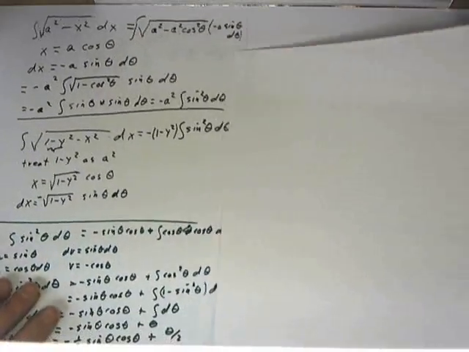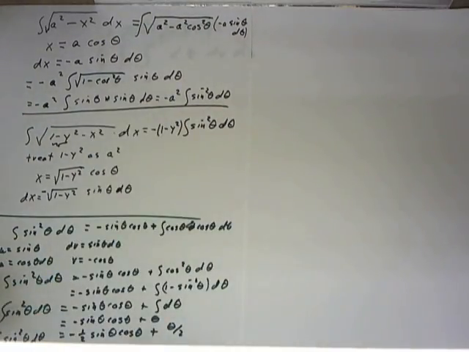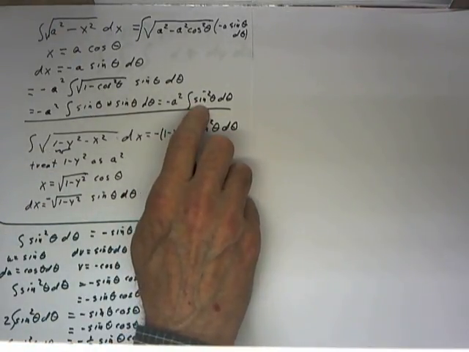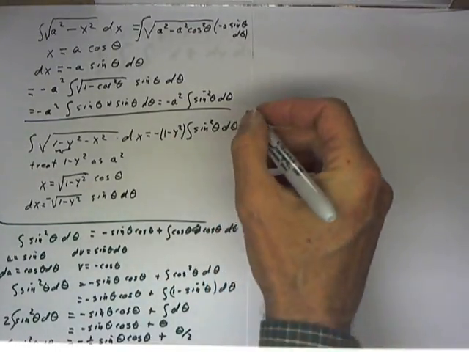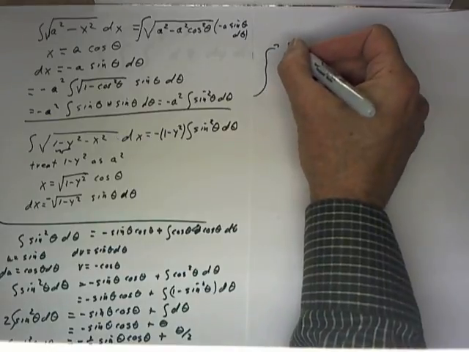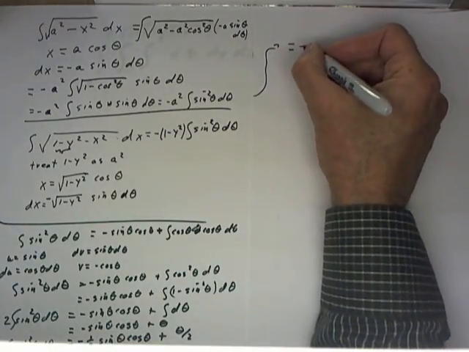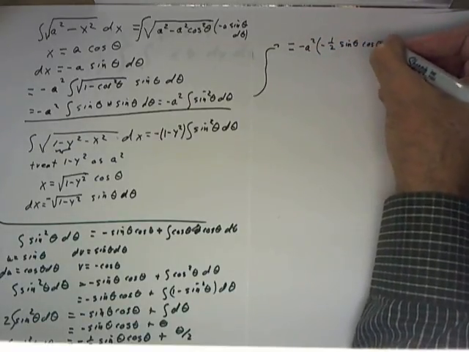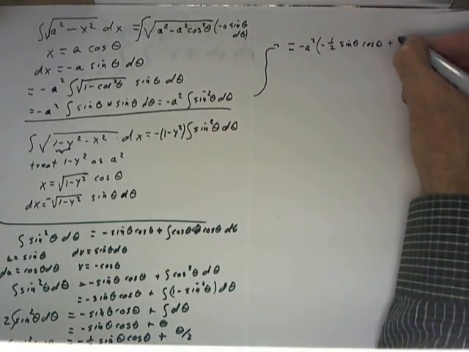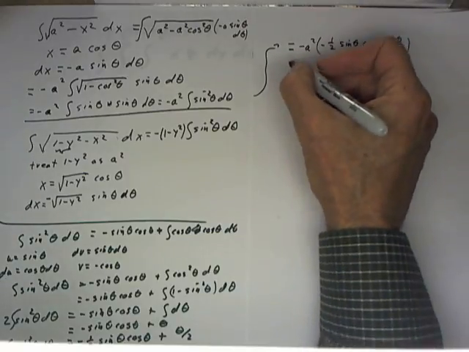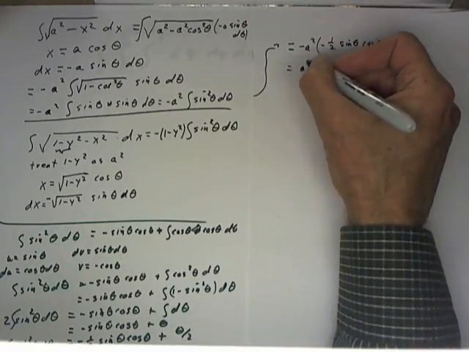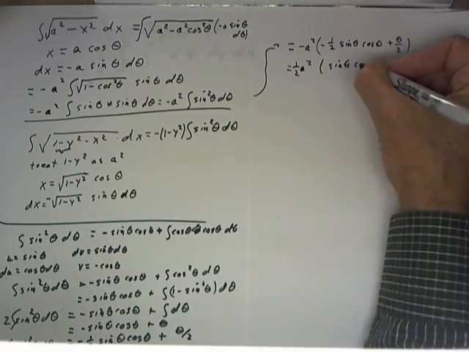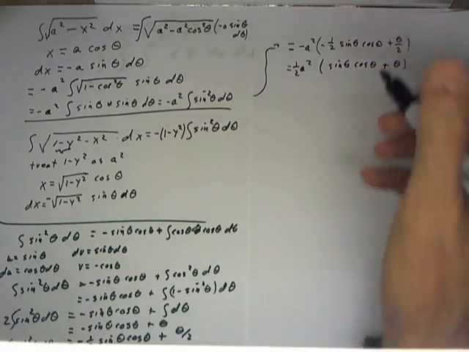So now we can continue our integration of each of these expressions. Negative a squared times the integral of sine squared theta d theta is then equal to negative a squared times negative 1/2 sine theta cosine theta plus theta over 2, which equals, let's put the 1/2 out here, 1/2 a squared times sine theta cosine theta plus theta.